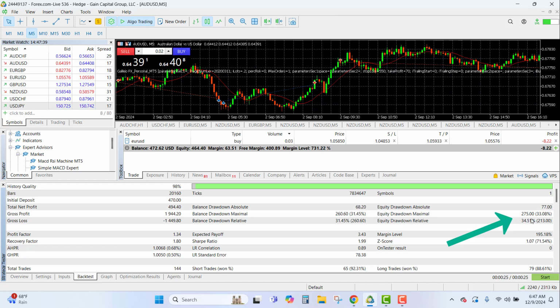$27.50 to $275. That means you better have $275 in your account if you use a lot size of 0.2, because your account can fall that low, and if you don't have that much free margin, you will blow your account up.